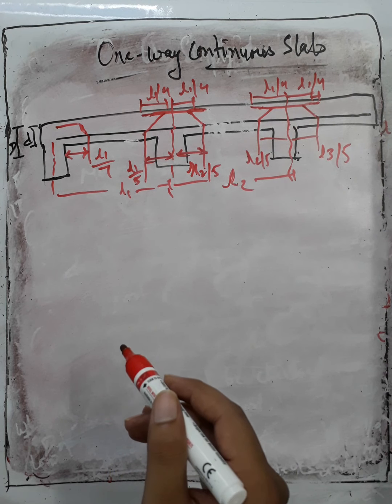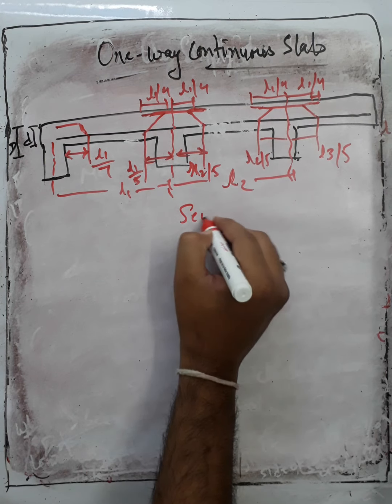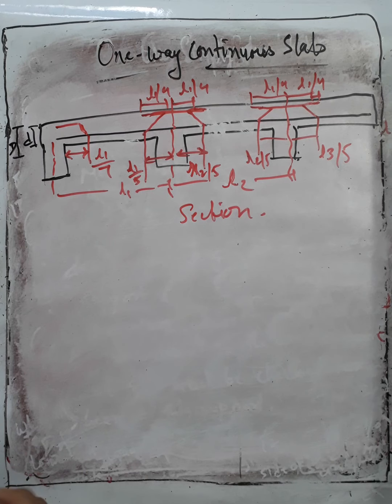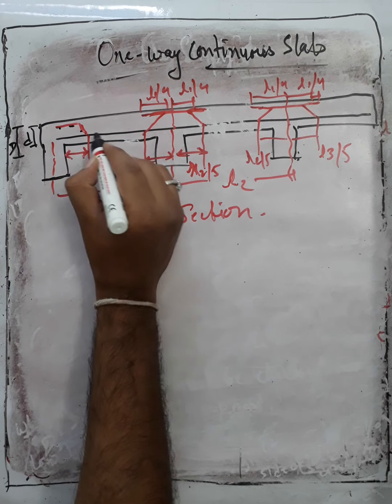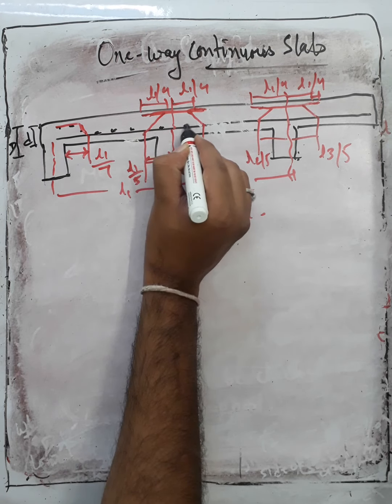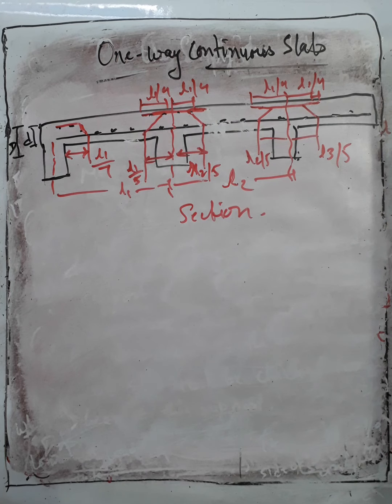Okay, so this is our section. So in this way you have to provide the reinforcement, and you have to provide distribution reinforcement also. So this is our distribution reinforcement, like this. So this is the detailed reinforcement diagram for one-way continuous slab. Okay, this is the section.